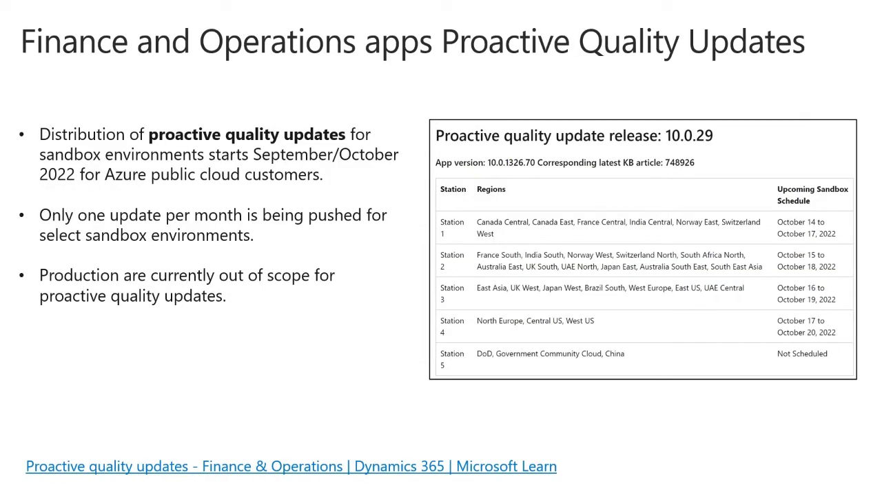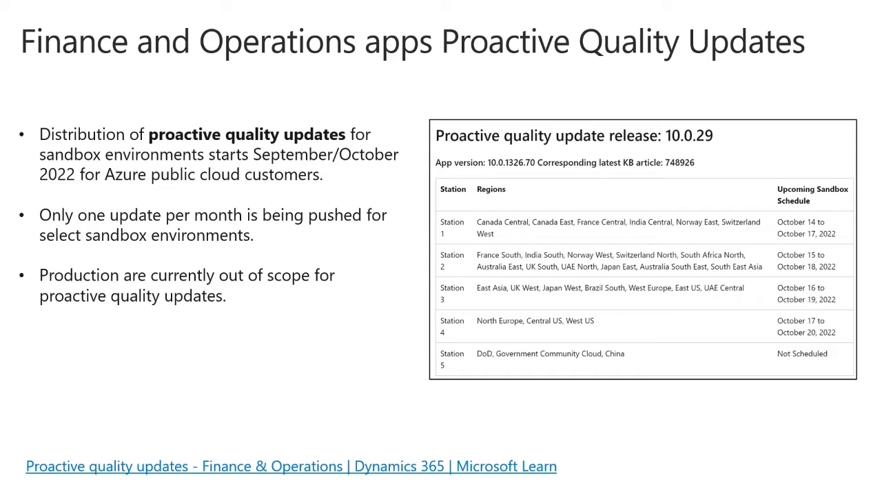Okay, so one thing that's coming or is in process for finance and operations is moving the quality update process a little bit closer to what Dataverse-based apps are using right now. So just last month, we started distributing something called a proactive quality update. So basically pushing the quality updates out automatically. And we're doing that currently for sandbox environments and only for Azure Public Cloud customers to start with.